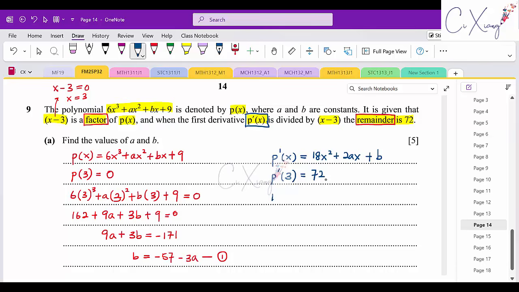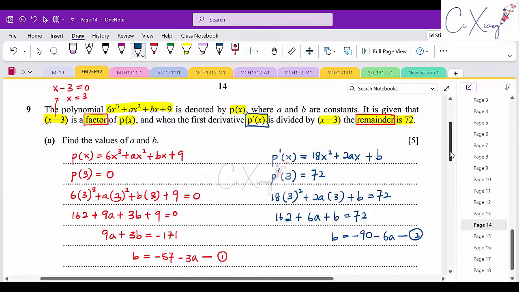You substitute the 3 inside your p prime x. So 18, 3 squared plus 2a, 3 plus b. Then we do the same thing where we try to rephrase b in terms of a, or a in terms of b. By right, if you didn't do any careless mistake, this is what you should get. B equals negative 9t minus 6a. And this is the second equation.